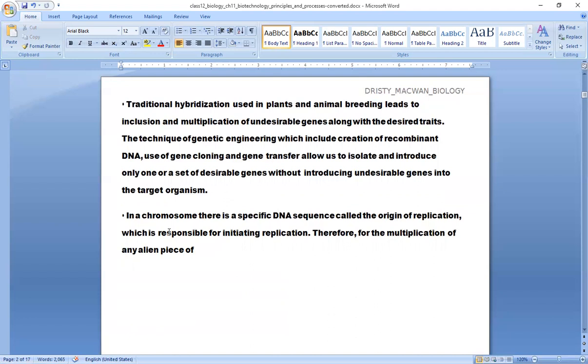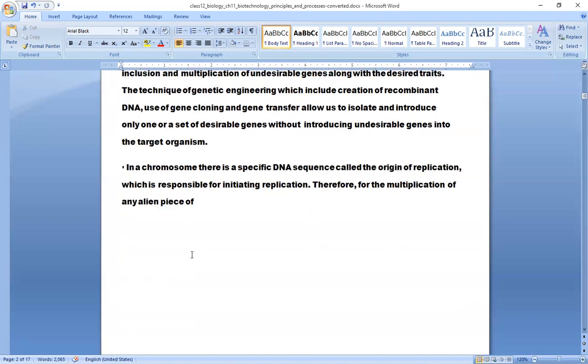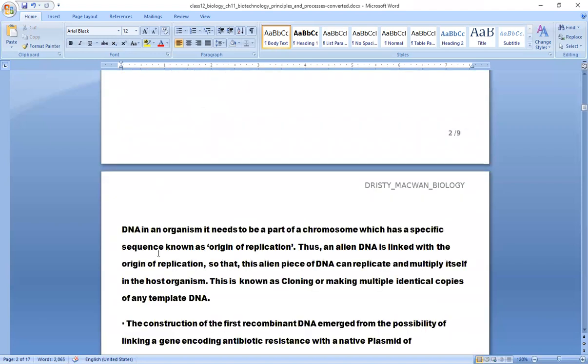Replication means forming a newly synthesized strand from the parental strand. Therefore, for the multiplication of any alien species of DNA in an organism, it needs to be part of a chromosome which has a specific sequence known as the origin of replication. So this origin of replication is very important when we go for genetic engineering. Now, an alien DNA is linked with the original origin of replication.